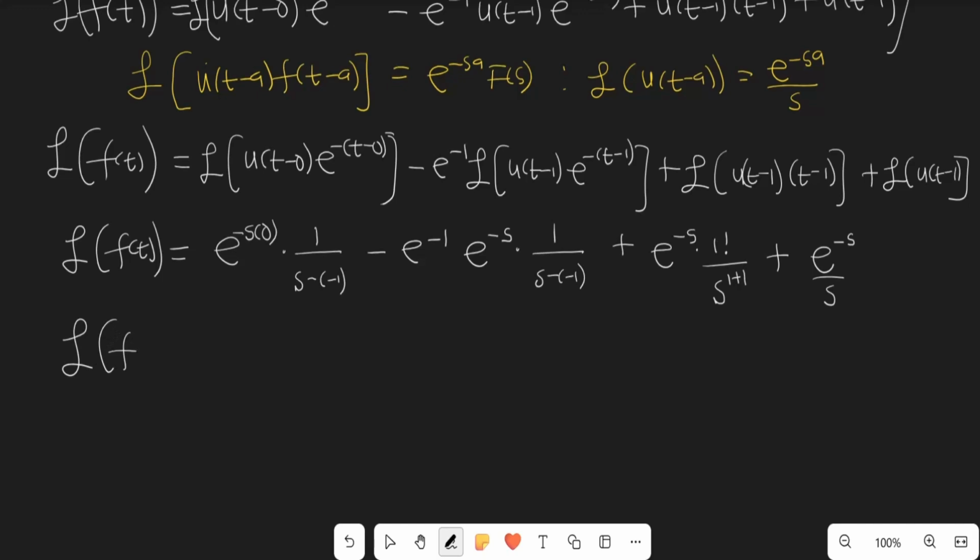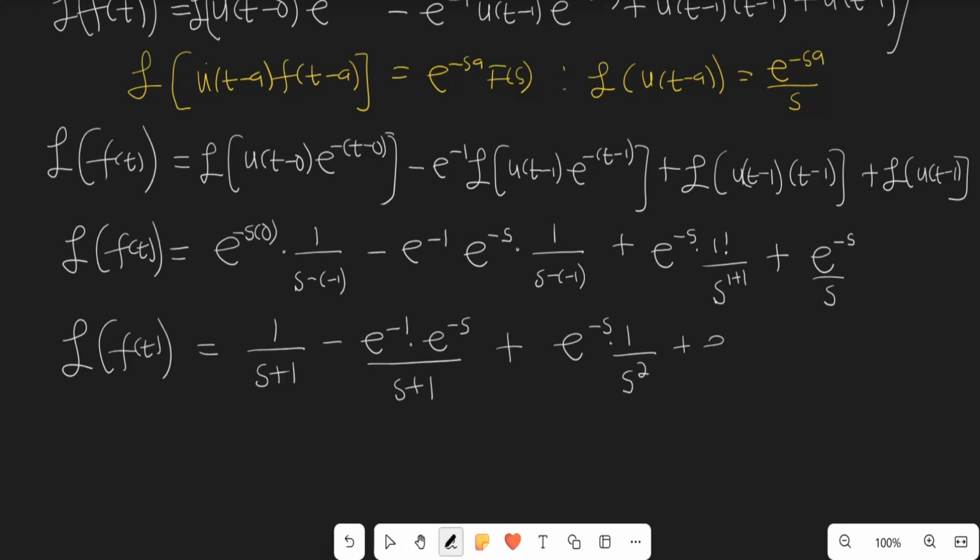The Laplace transform of the function f of t is going to be equal to e to the 0, which is 1. So that is going to be 1 all over s plus 1, that is s minus negative 1, minus e to the negative 1, right? And then we have times e to the negative s. This one is divided by s plus 1 as well, correct? Now next one is going to be plus e to the negative s. This is multiplied by 1 all over s raised to the power 1 plus 1, which is 2, plus e to the negative s all over s.